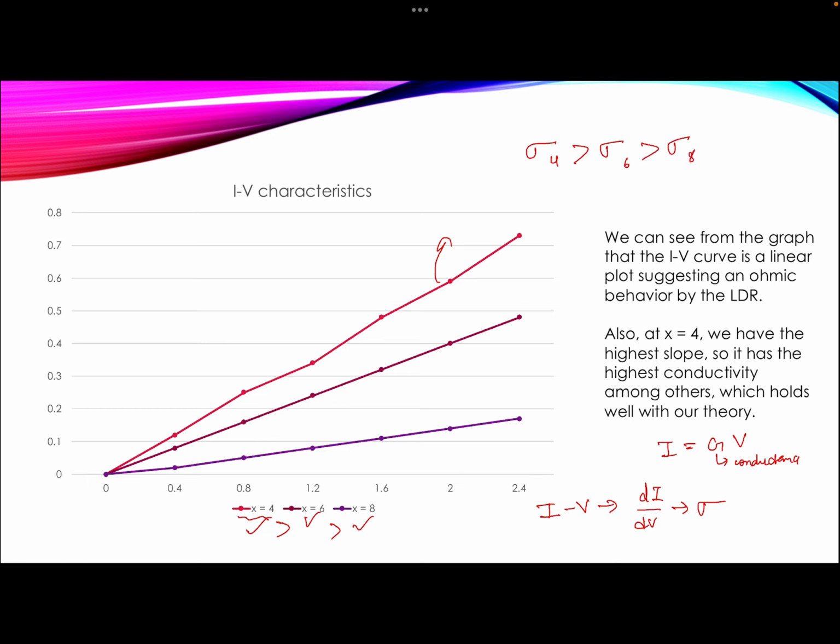So our experimental observations are holding with the theoretical model that we had discussed before, that with an increase in the intensity, the conductance is also increasing. And we can also see that the LDR is an ohmic resistance because the IV curve is a linear plot. As V and I are linearly related, we can very easily say that it's an ohmic resistance, and it shows a linear behavior in I and V.